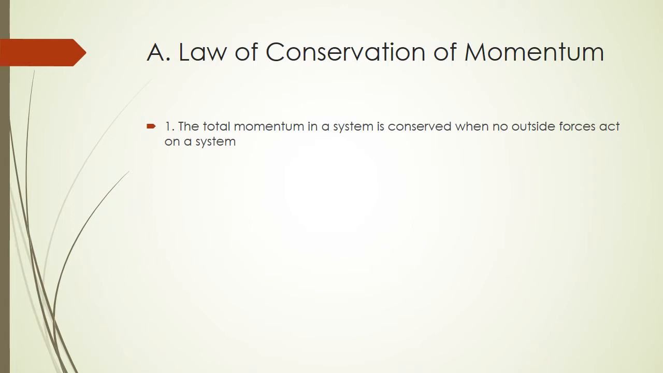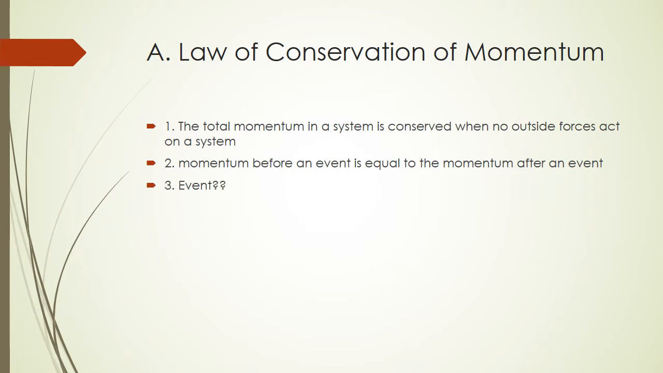Now, what does it mean for the momentum to be conserved? Well, the easiest way to say that is that the momentum before an event is equal to the momentum after an event. What do we mean by an event? That seems like a strange word. Well, most of the times when we're talking about the conservation of momentum, we're talking about collisions, when things run into each other. And that's exactly how we'll look at it in this class.